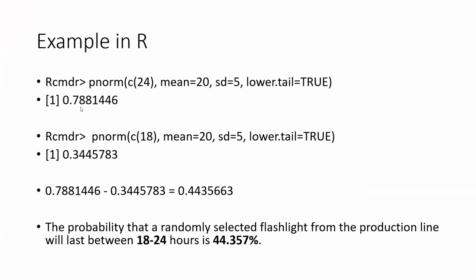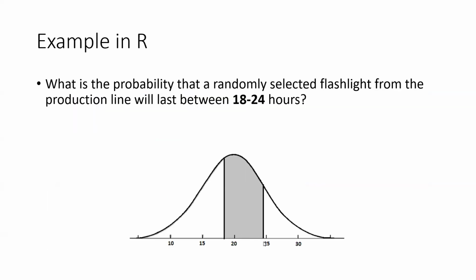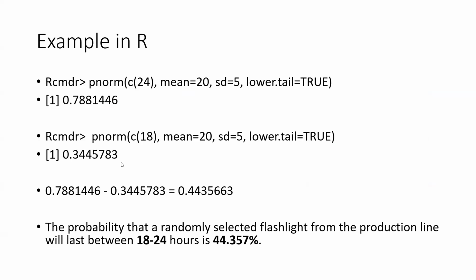Okay. This is 24 all the way to the left, encompassing the probability from 18 to the left. And this is 18 to the left, and we're subtracting the one from the other to get the value in between the two. And that is what remains here.